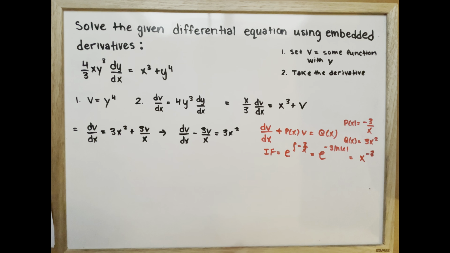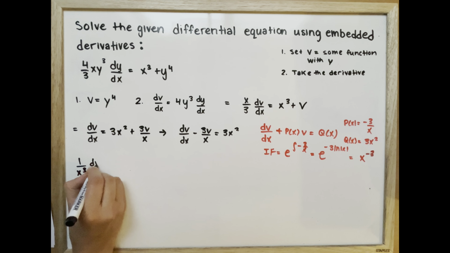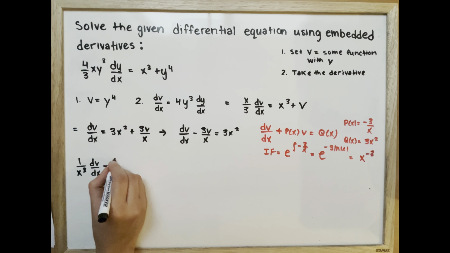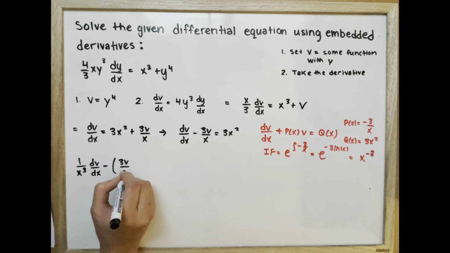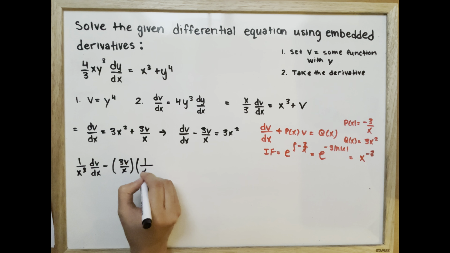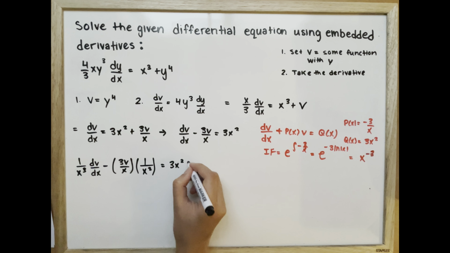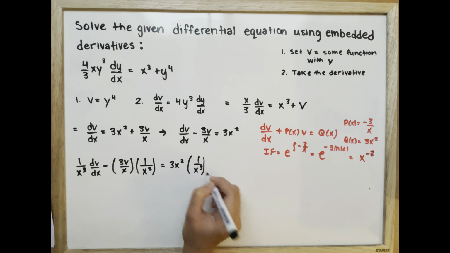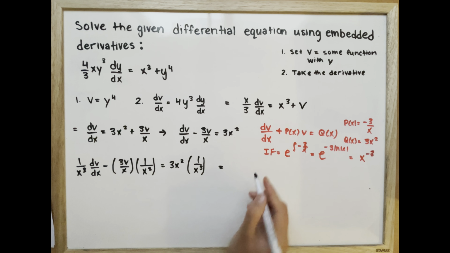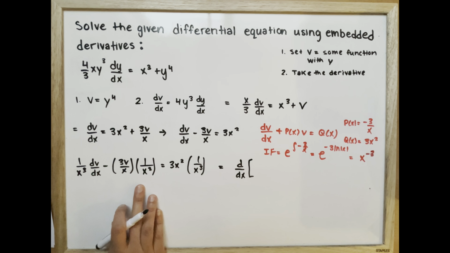So now we're going to take our integrating factor and multiply all the terms of our equation. So we're going to have 1 over x to the power of 3 dv over dx minus 3v divided by x, multiplied by 1 over x to the power of 3, which is equal to 3x squared times 1 over x to the power of 3. And this just simplifies to d over dx. And this is known as a product rule.